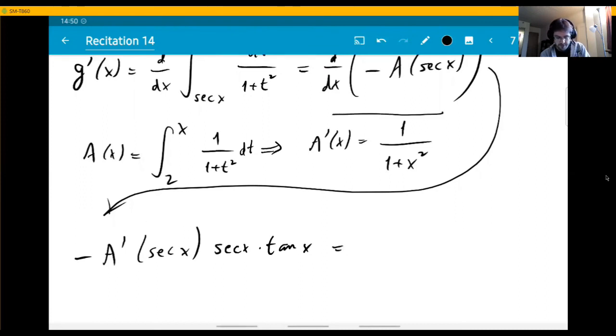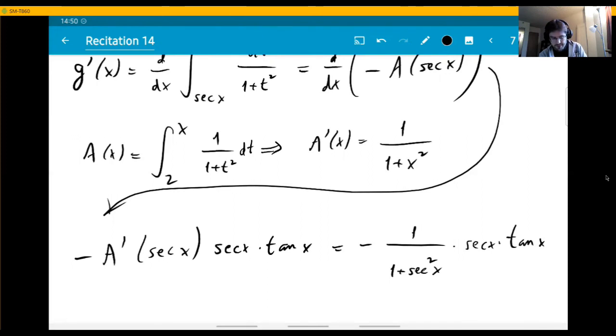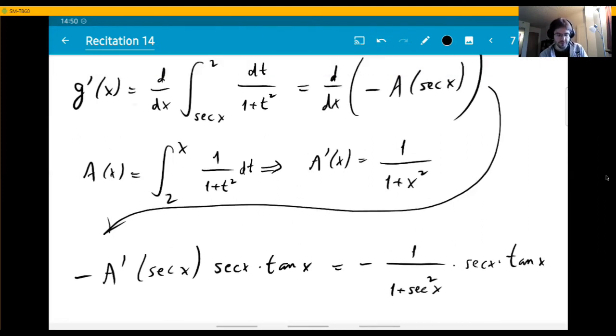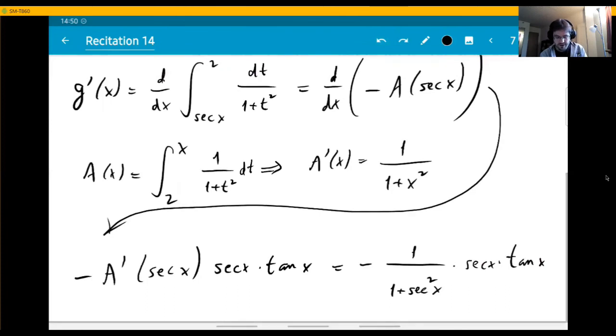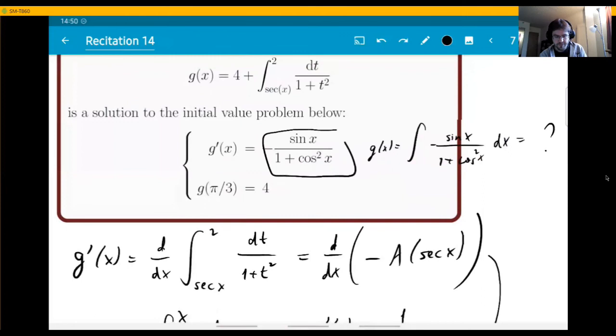Okay, so what is a prime of secant? According to the formula for a prime, that's the one that the fundamental theorem of calculus helps you with. A prime of anything is 1 over 1 plus that thing squared. So a prime of secant is 1 over 1 plus secant squared times secant times tangent. This is the derivative of the g function. Look at where we started. A g prime is equal to this. Well, we would like to verify that it's equal to actually this. It doesn't look quite equal, but it's going to be.